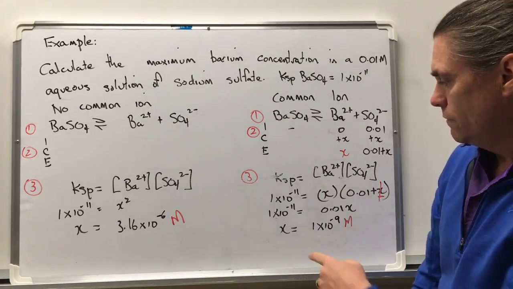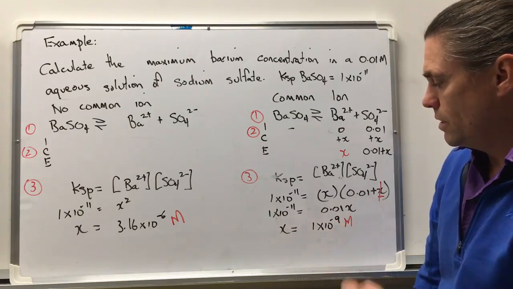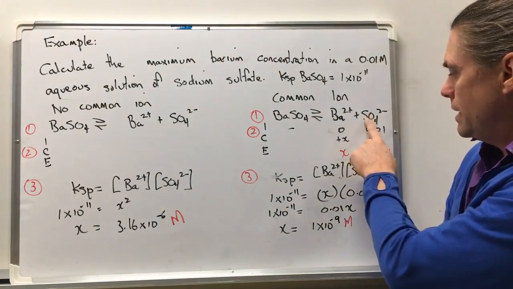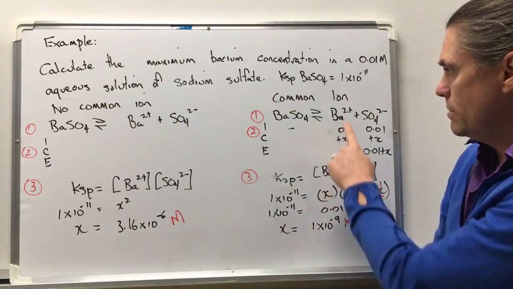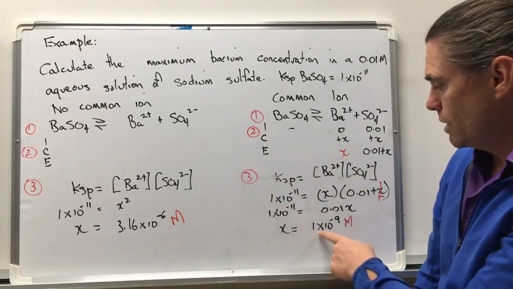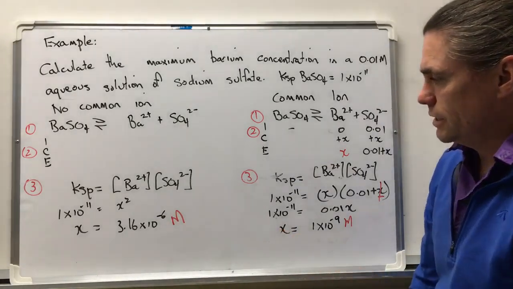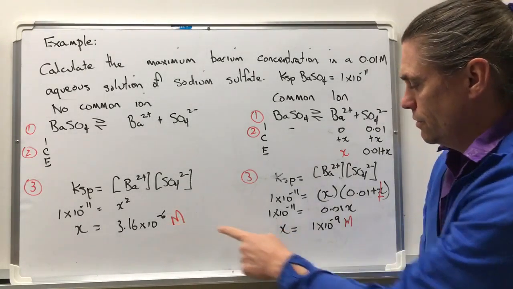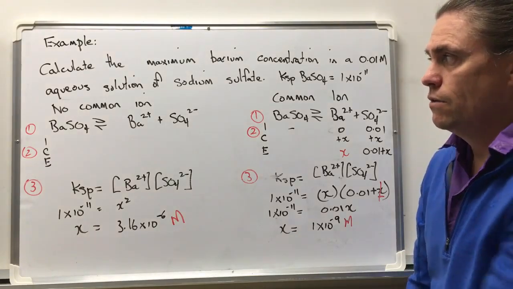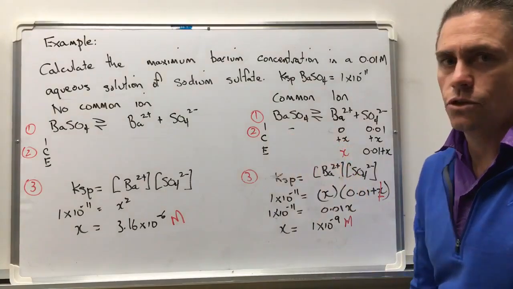So we can now solve for our x, and we find that x is equal to 1 by 10 to the minus 9 molar. In other words, our sulfate ion concentration and our barium ion concentration in this new system will be 1 by 10 to the minus 9 molar. Compare these two values and we see that we've had a significant reduction in the concentration of our barium ion from solution that's in pure water to solution that contains a common ion.